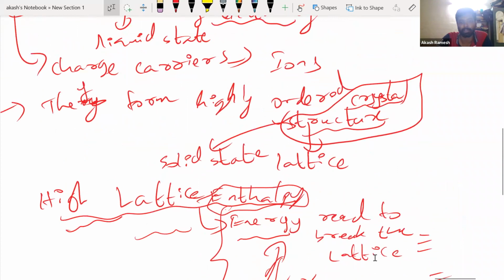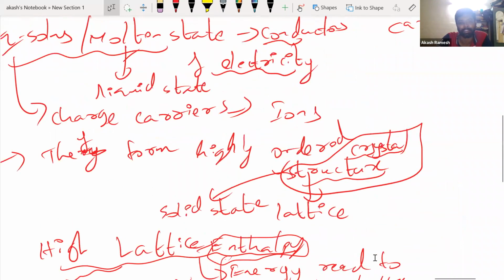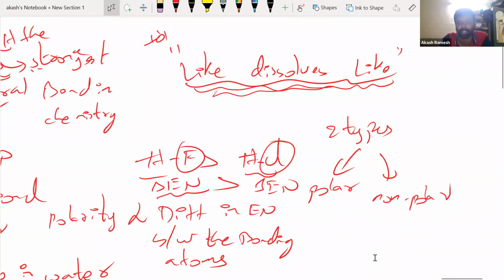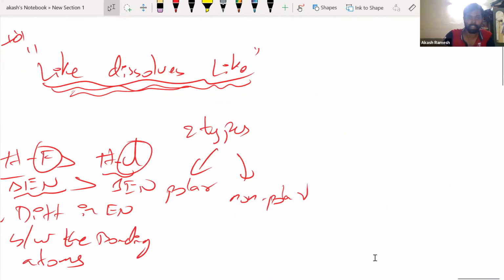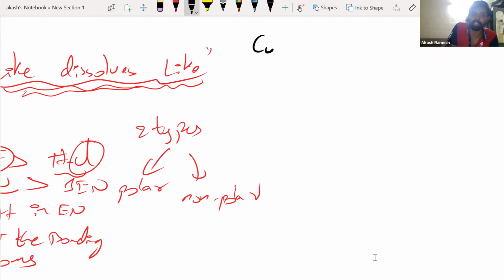Now there were questions like, sir, NaF and NaCl were there. How do we say that this is more ionic or less ionic? We'll continue with that today. So we are going to see covalent nature in ionic compounds.